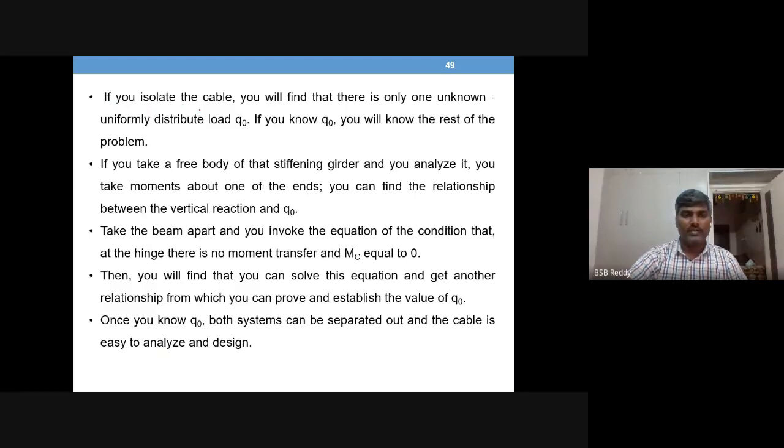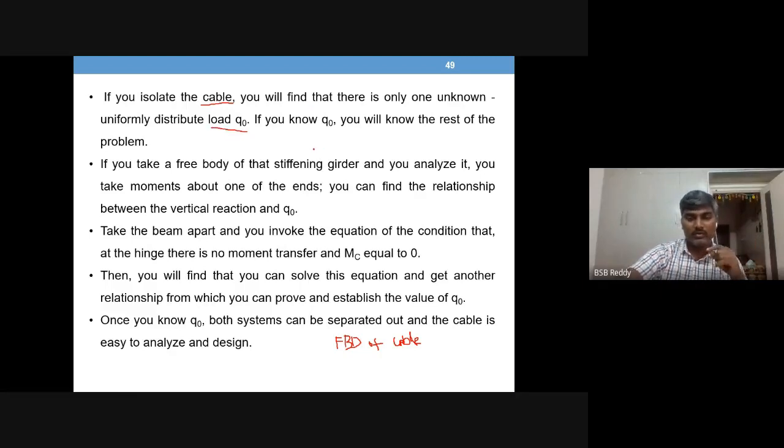Right, first isolate the cable. So draw the free body diagram of the cable. So the FBD of the cable shall be prepared. Right? So what will be the unknowns in the cable free body diagram? See, only one unknown, that is the uniformly distributed load.